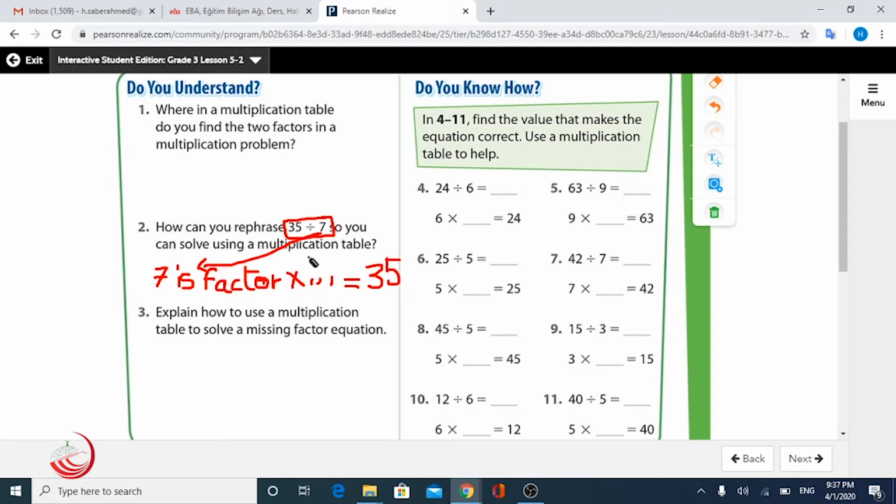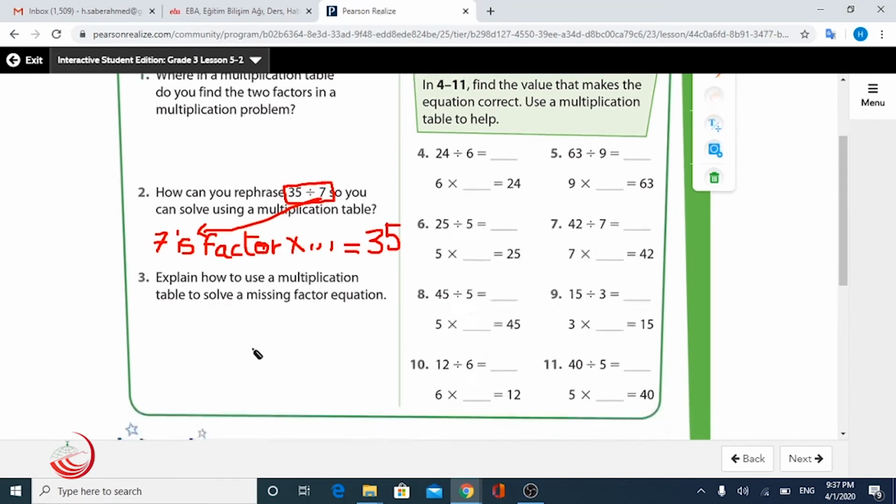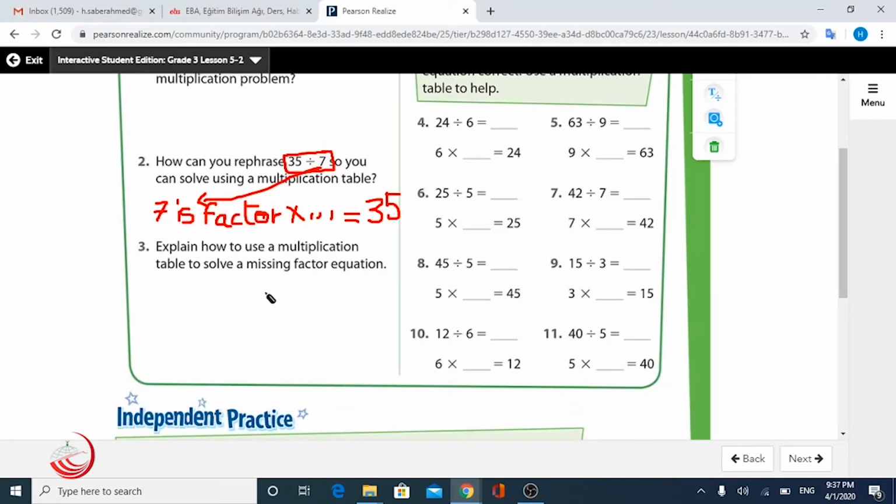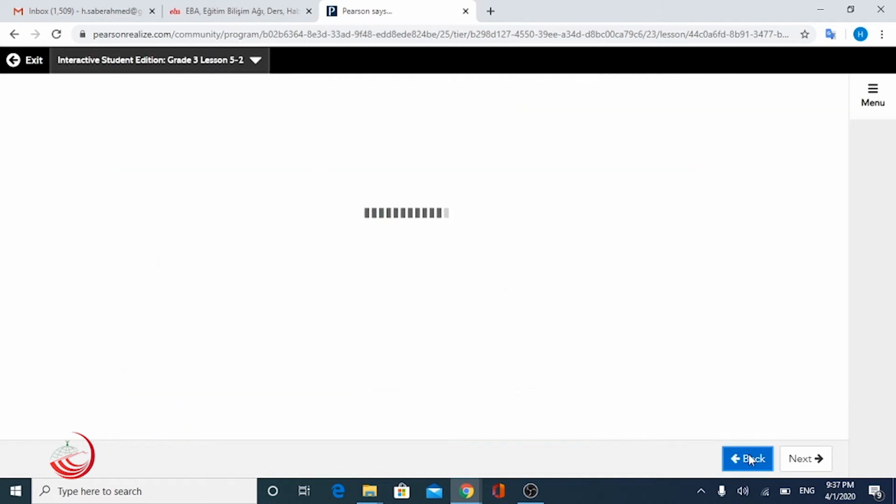He didn't tell me to solve. He just told me to rephrase, how I think about the solution of this division. Okay? Don't solve. Now, number 3. Explain how to use a multiplication table to solve a missing factor equation. Alright. How to use a multiplication table to solve a missing factor equation. Now let's go back quickly.